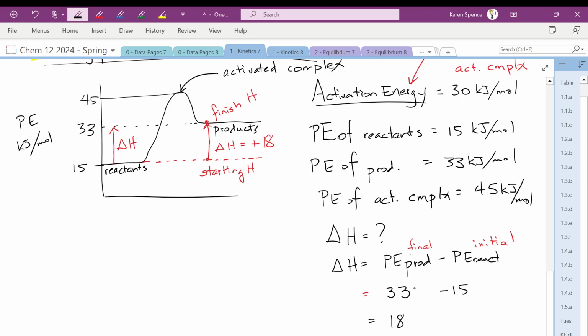I want units everywhere. So I got kilojoules per mole, kilojoules per mole, kilojoules per mole. Like I said, if you are asked to find the delta H, you don't need to show that work. You can just read off the graph. And if you can do the math in your head, you can say, it's 18 and it went up, so it is positive. Okay? All right, any other questions on any of that?